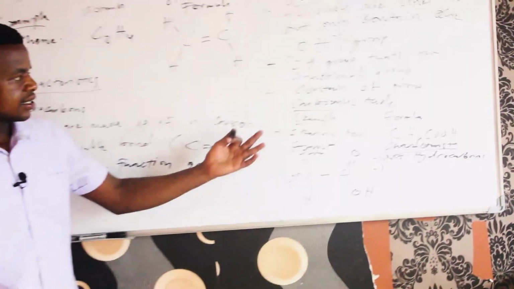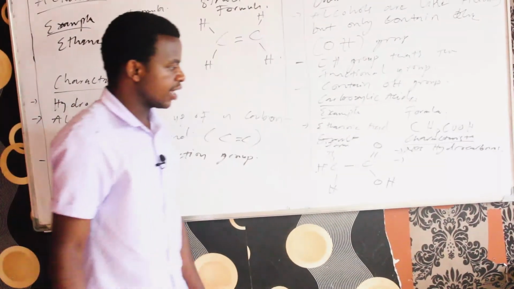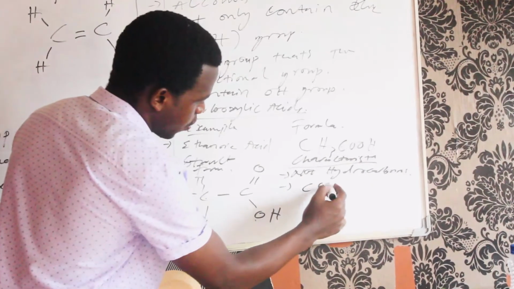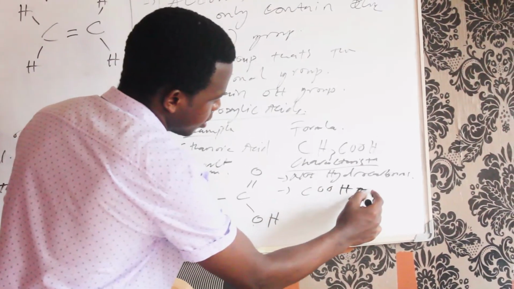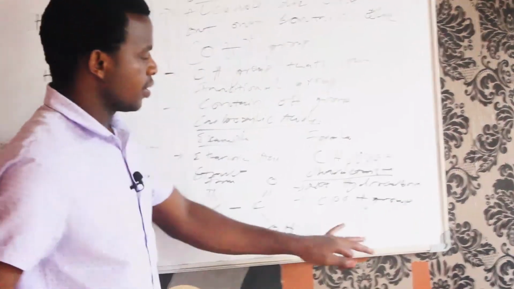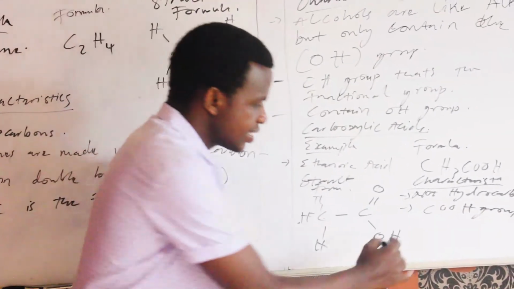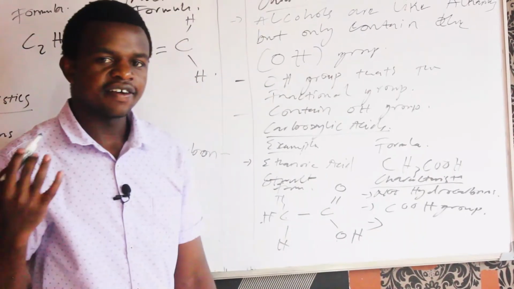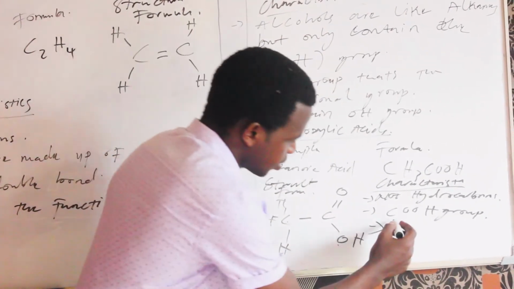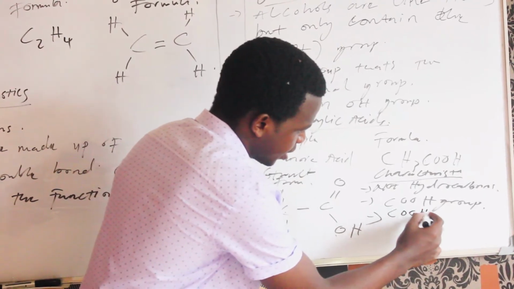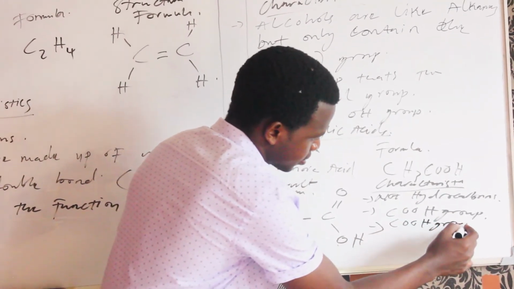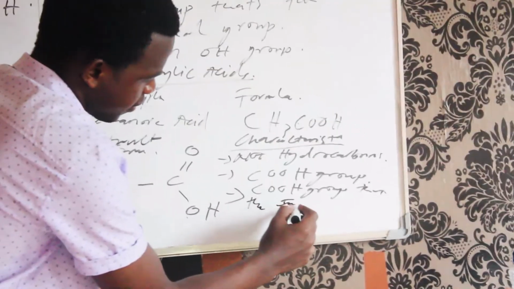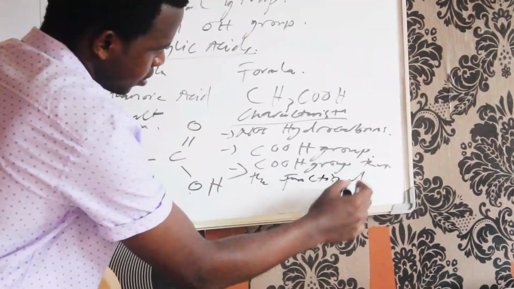And these carboxylic acids contain the COOH group. So they contain the COOH group, and the COOH group forms the functional group. So the COOH group, that's the functional group.